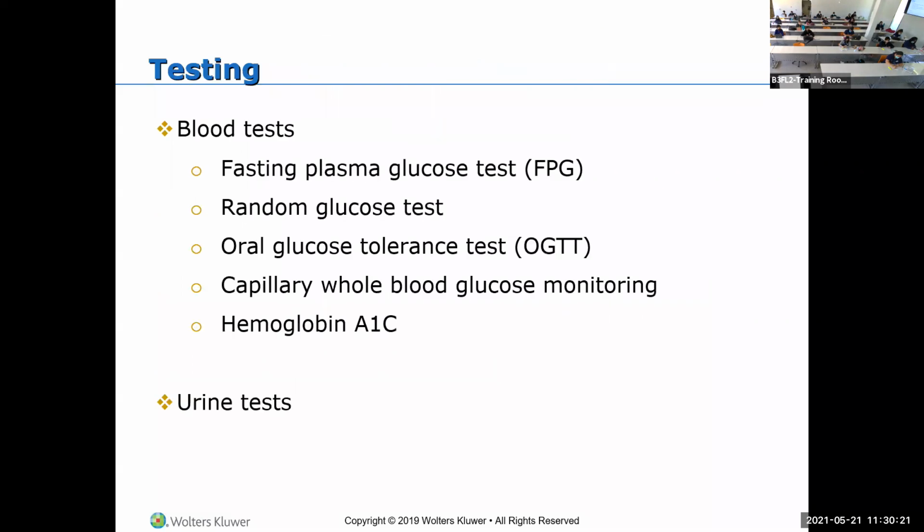We do use glucose testing, blood tests. We do fasting blood glucose, random glucose, oral glucose tolerance test, and capillary whole blood glucose monitoring. Important right now is hemoglobin A1C. Hemoglobin A1C is used to diagnose diabetes. And we do, of course, check sugar in urine also.